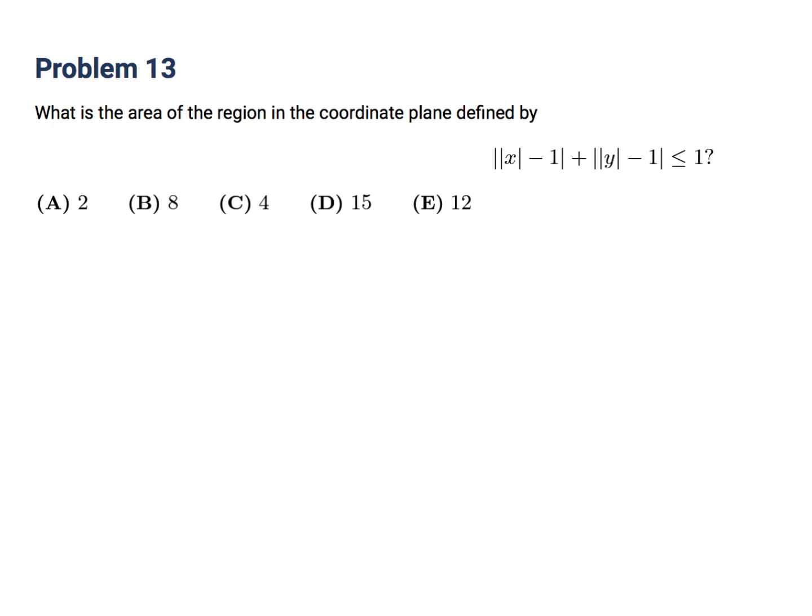What is the area of the region in the coordinate plane defined by the absolute value of x minus 1 plus the absolute value of y minus 1 being less than or equal to 1? Okay. Well, we are going to unfortunately have to graph this.